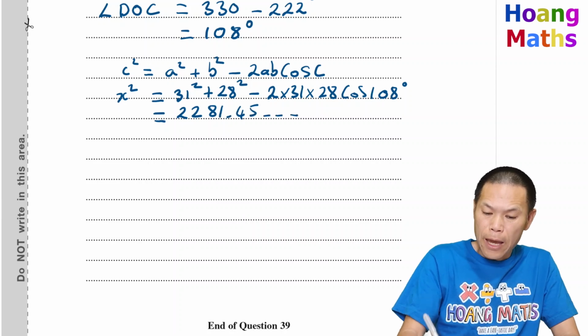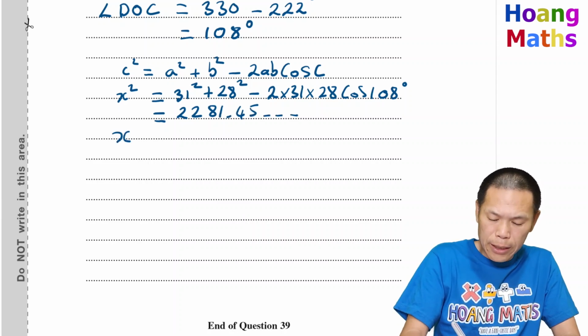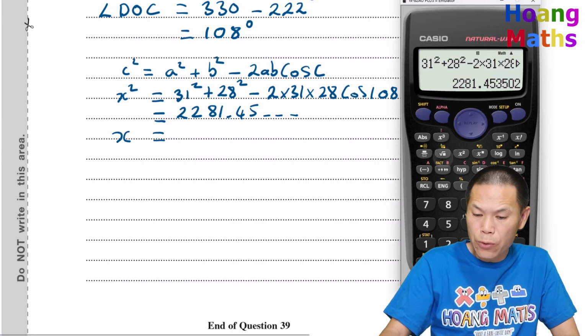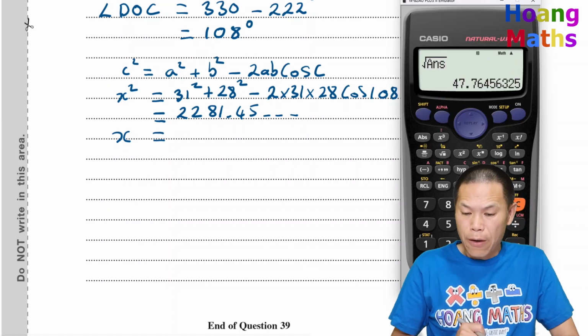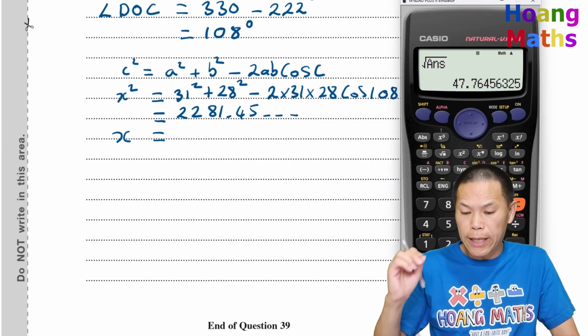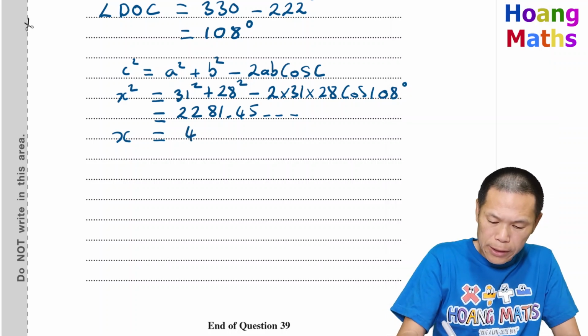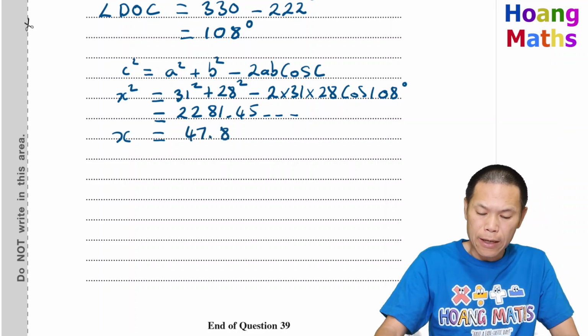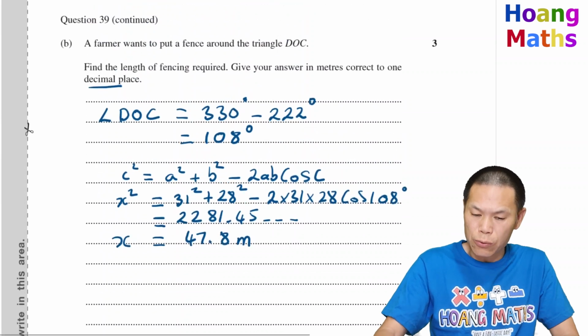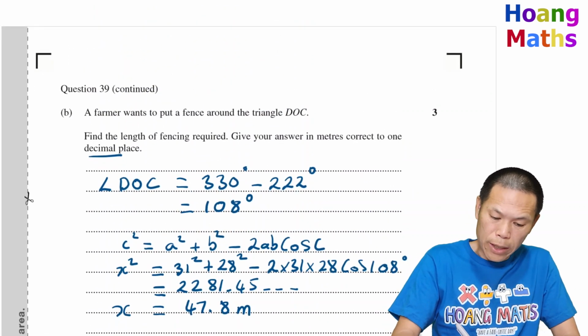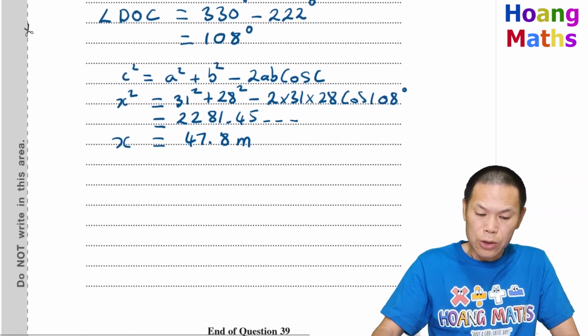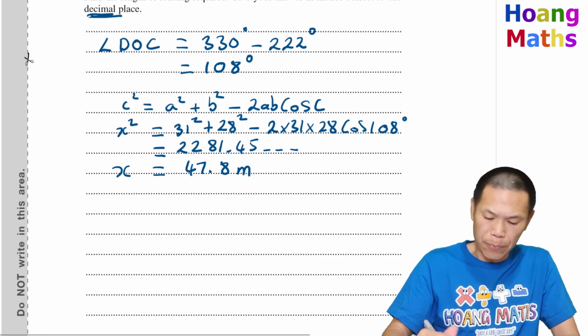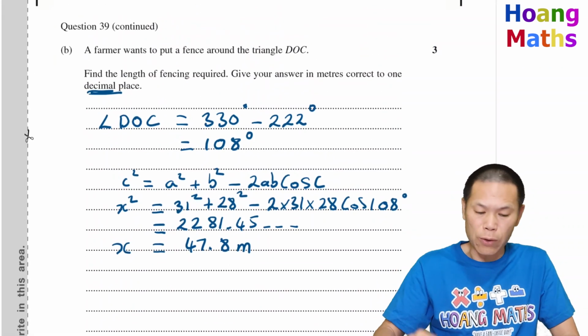2281.45, and therefore x is equal to, so we just square root the answer, 47.8 meters, because we need to round off to correct to one decimal place. Keep that in mind. So now we can find the perimeter, or the fencing. That's what that meant.